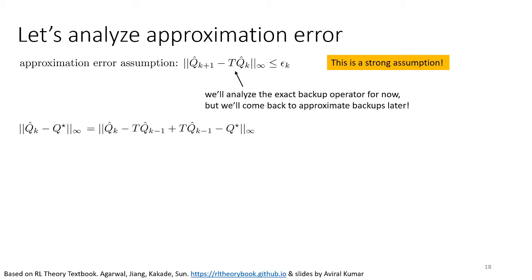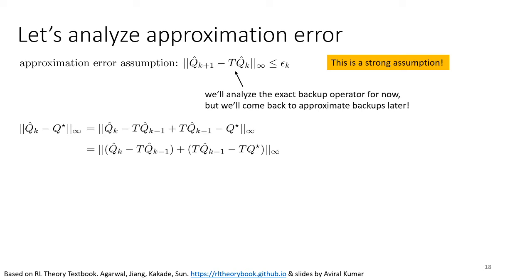We're going to use the same trick as before. We're going to subtract and add some quantity, and the particular quantity that we're going to put in is t times q hat k minus 1. The reason is that, well, we're fitting q hat k to t q hat k minus 1, so if we put that in, that's the quantity we can bound. So we're going to subtract it and we're going to add it, and then we'll group these two terms together. So we're going to have one term which is q hat k minus t q hat k minus 1, so that's convenient because that's the quantity that we're going to be bounding by assumption.